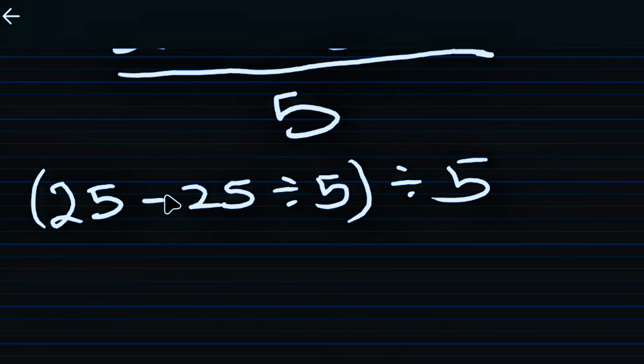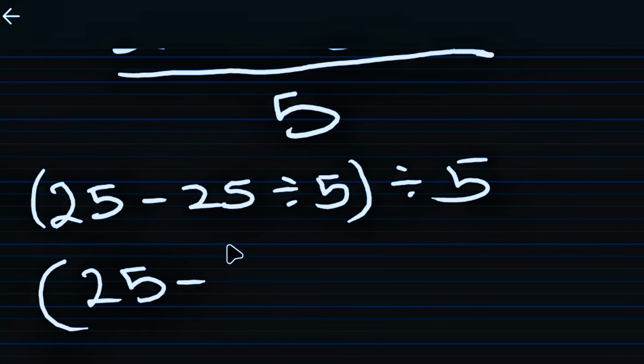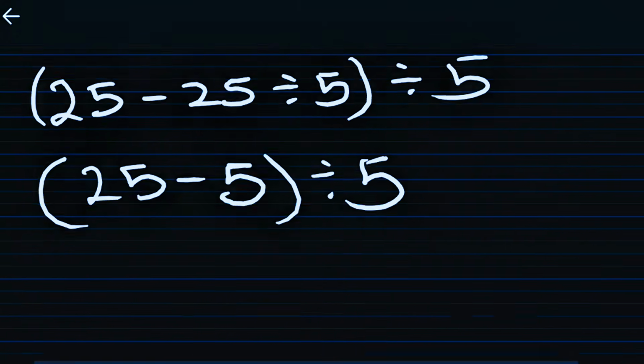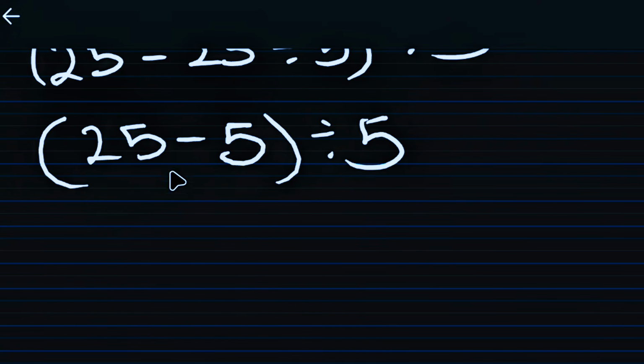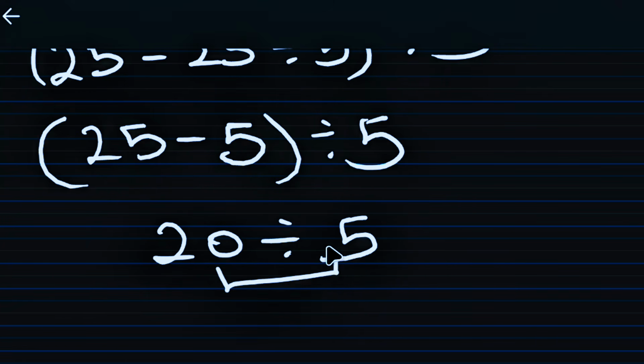Inside the parentheses, we have subtraction and division, and according to the order of operations, division is of higher priority than subtraction. So we are going to have open parentheses 25 minus 25 divided by 5 equals 5. And we'll divide this by 5. So from here, 25 minus 5 equals 20, divided by 5. And 20 divided by 5 equals 4 as the right answer.